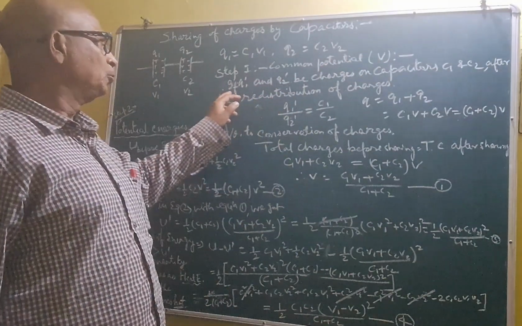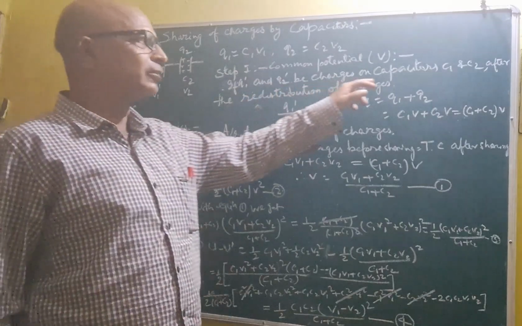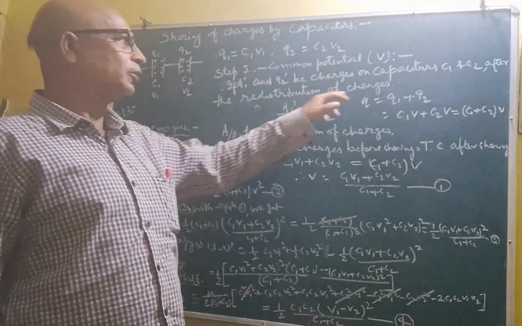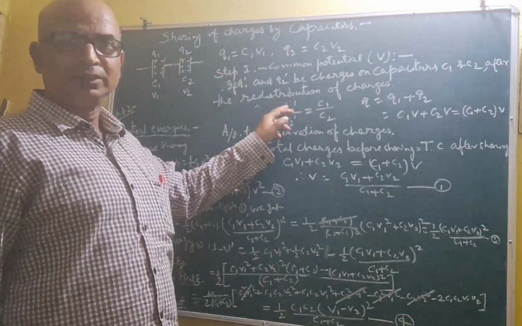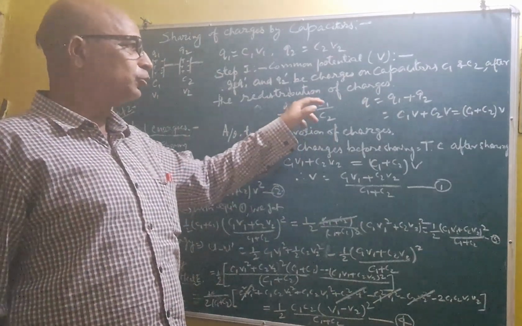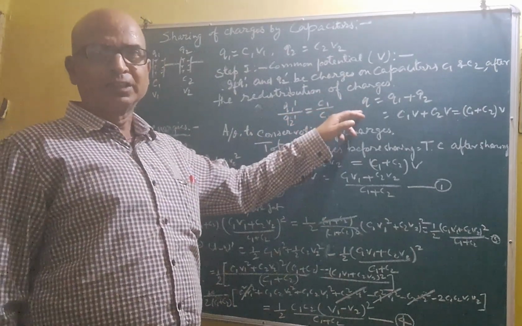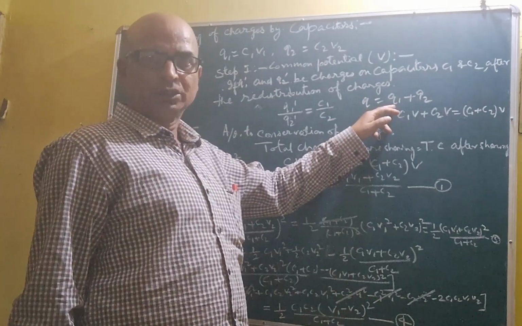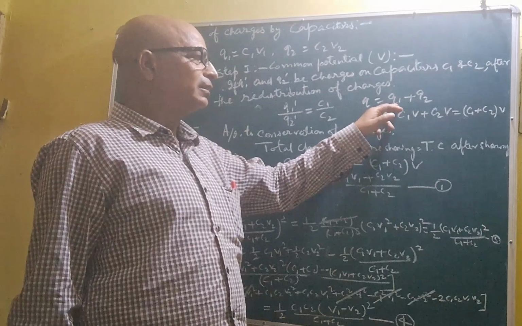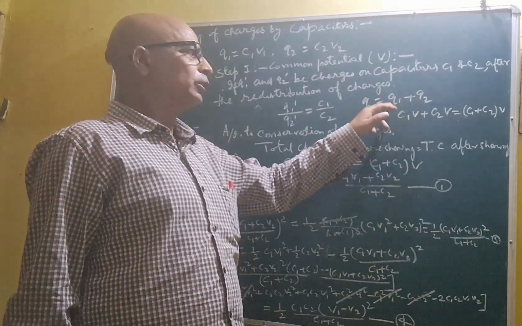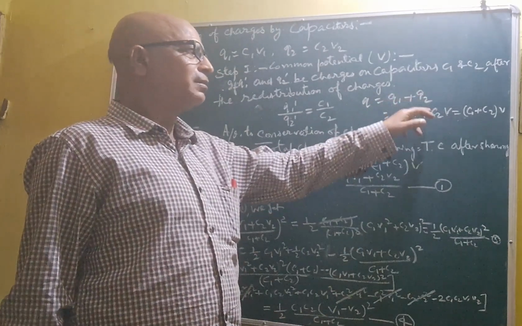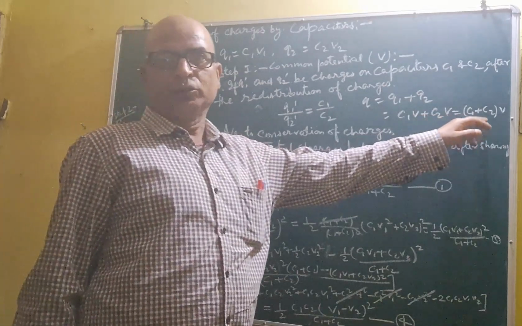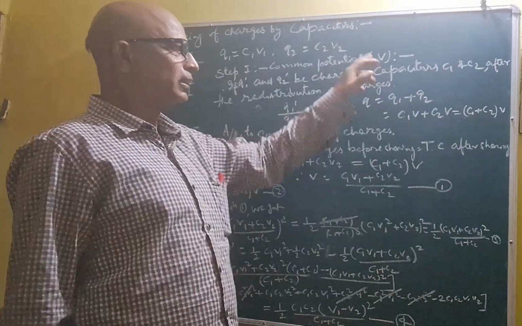If Q1 dash and Q2 dash are the charges of capacitors C1 and C2 after the division of charges, then Q1 dash divided by Q2 dash is equal to C1 by C2. The total charge given by the capacitors is the sum of both capacitor charges, that is Q1 plus Q2. So Q1 is equal to C1 V and Q2 is equal to C2 V. Here V is common, so that is known as the common potential.